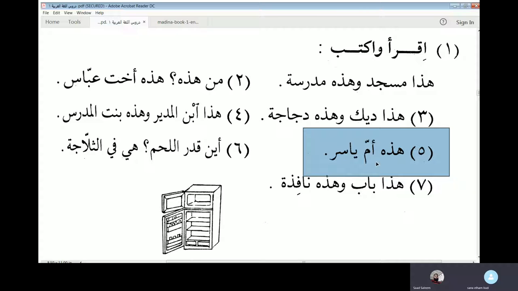You cannot use tanween with it because it is muzaf. Okay, muzaf. Haza yasirin. Mr. Mujib, tell her why we are using two kasras with yasir. Because it is mudaf ilayh without an al, so that's why you use two kasras. Yes.